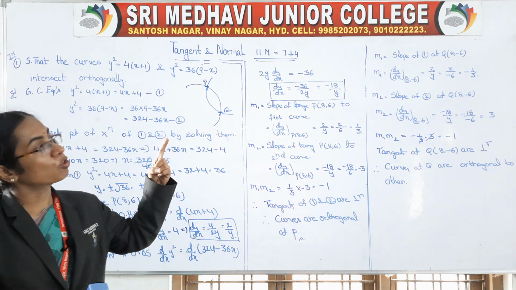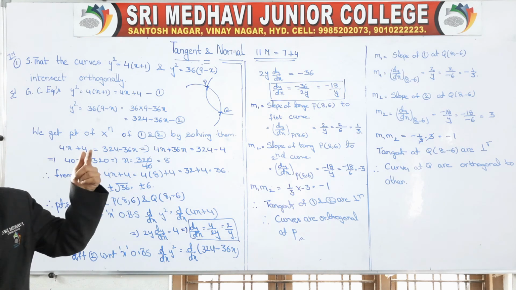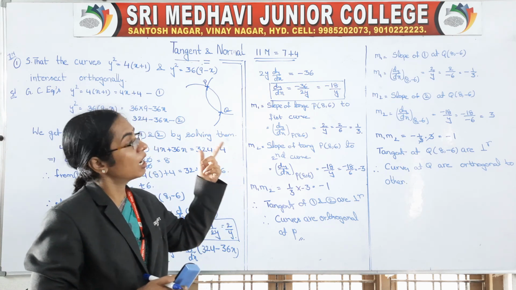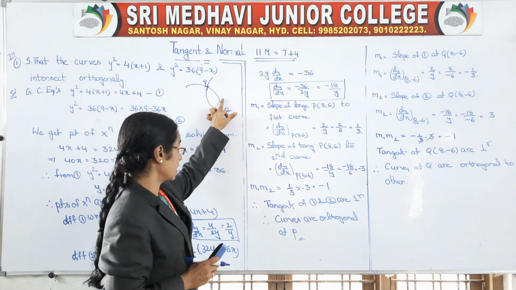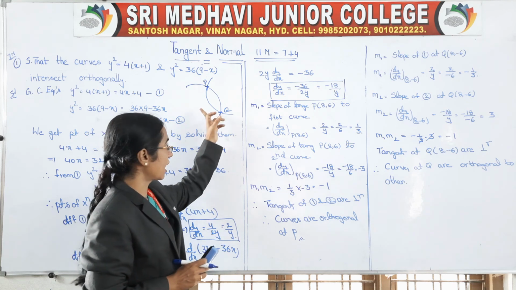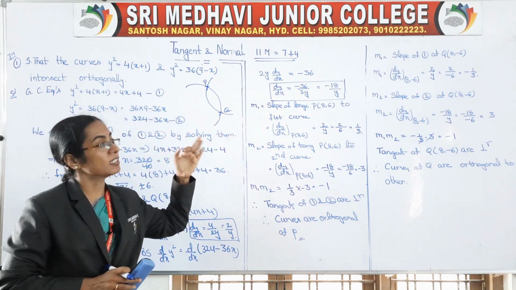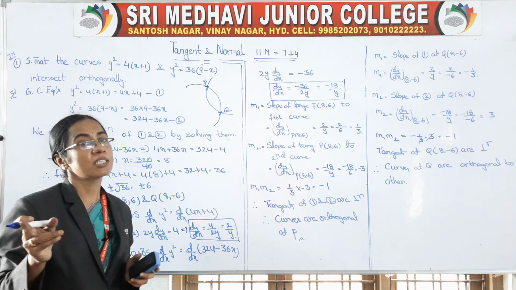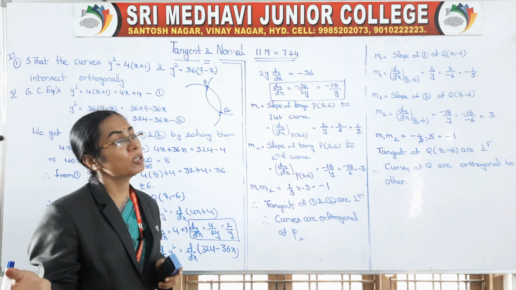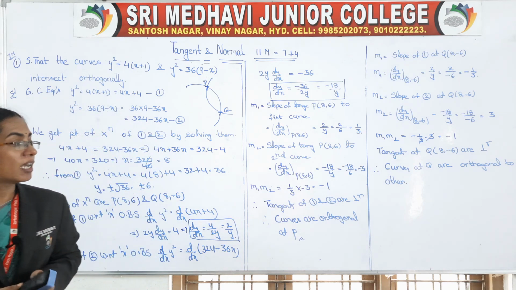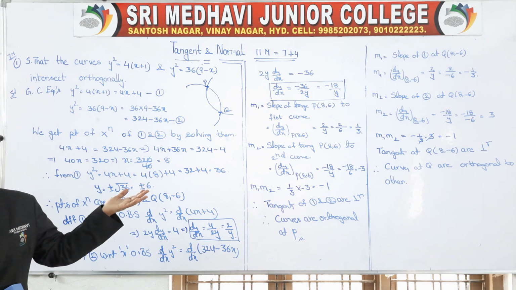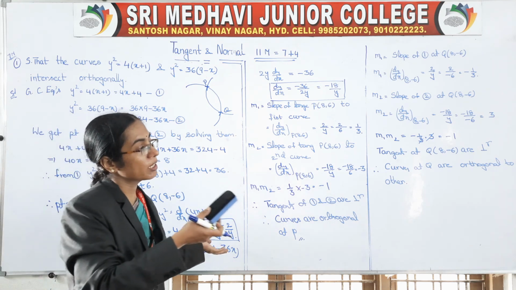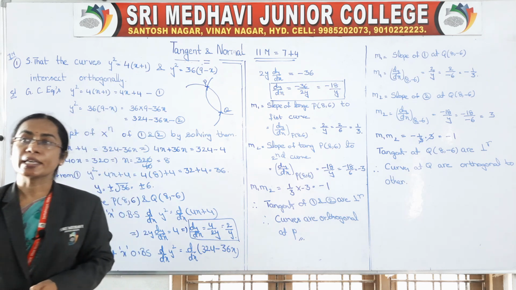Similarly, you find out the slope of the first curve at Q, that is m1, and the slope of the second curve at Q, that is m2. Here we are finding the slope of the first tangent and the slope of the second tangent. So take the product. If the product of the slopes is equal to -1, those two lines are perpendicular to each other. So tangents are perpendicular. If tangents are perpendicular, the angle between them is 90 degrees. So the curves are orthogonal to each other.